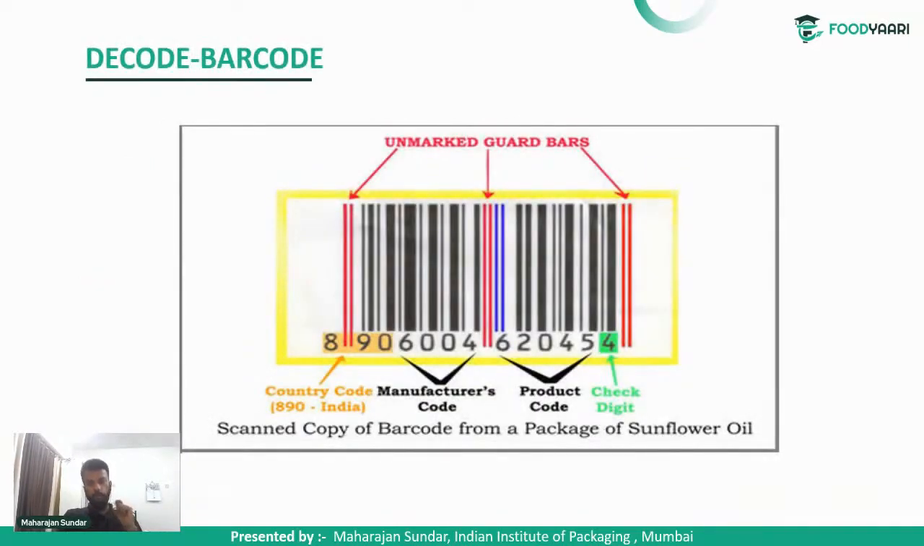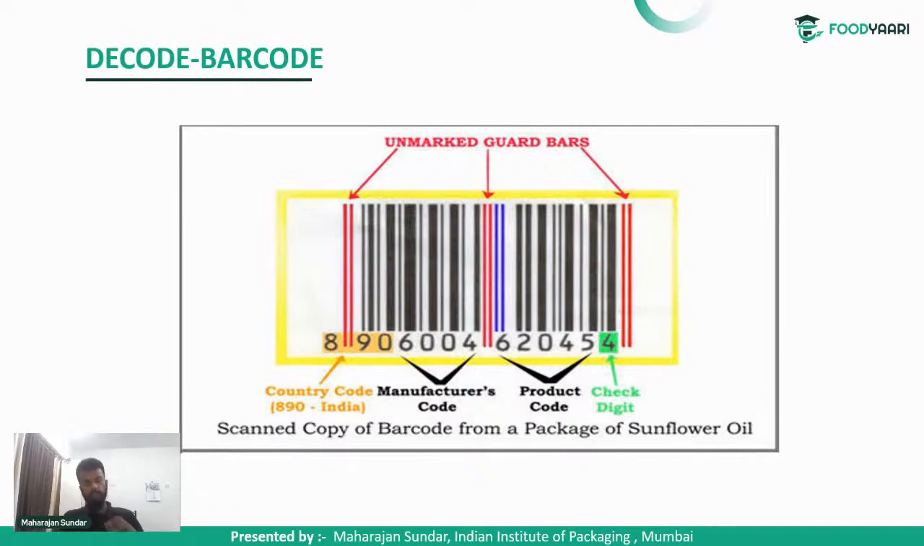Decoding the barcode. We all know what a barcode is and its purpose, but what are the numbers mentioned in it? We should know it, right? Let us discuss. The first three digits mention the country code, the next four mention the manufacturer code, the next five represent the product code, and the last one is the check digit. It is used for checking purposes, and we can also check what a check digit is.